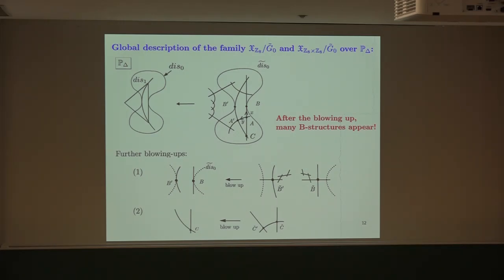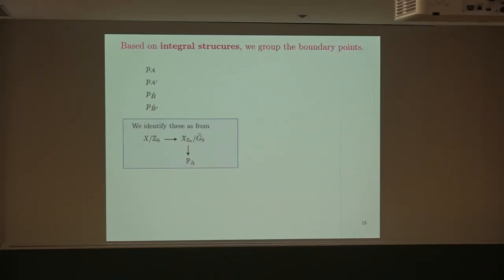After a process like this, there appears this structure, meaning multiple such structures. And then I classified it. So the 6 B structure we can read off from the model space: A and A prime, B tilde and B prime, C and C tilde.